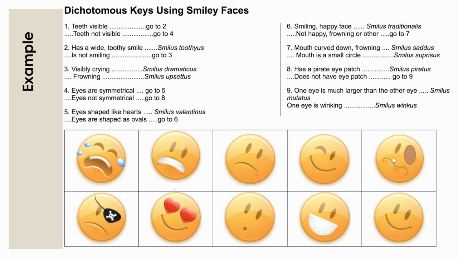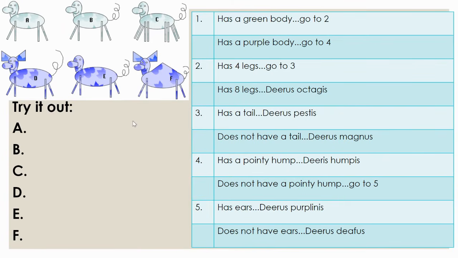I'm going to show you a couple more examples. Let's look at organism A, this first guy, and let's follow this dichotomous key to find out what he is. Starting at number 1, just like always in a dichotomous key: does he have a green body? Yes. I'm going to number 2. Does he have 4 legs or 8 legs? I see 4: 1, 2, 3, 4. Following these instructions, 4 legs, go to number 3.